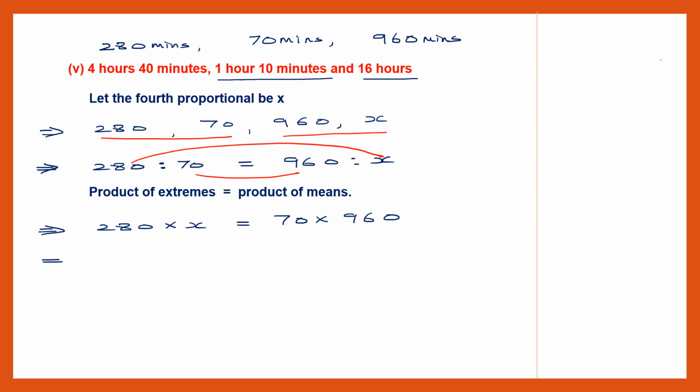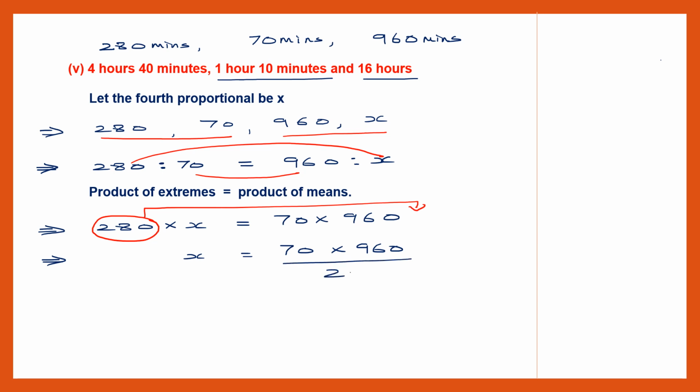Now we're going to find the value of x. We'll leave only x here. On the right side, we have 70 into 960. Now from the left hand side, we're going to remove 280. We're going to transpose it to the right hand side. It's going to become division. So this is 280. Now let's see what we can cancel. First thing we can do is cancel our zeros. So I can cancel this 0 and this 0. Now I can cancel 7 and 28. 7 ones are 7, 7 fours are 28. Now I have in the numerator 1 into 960, which is 960, in the denominator 4.